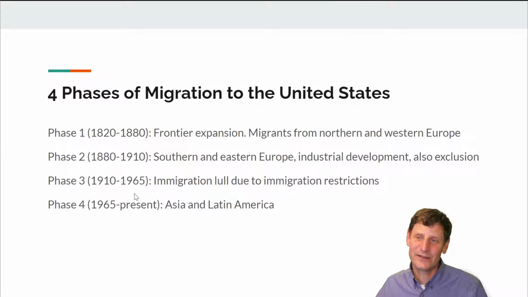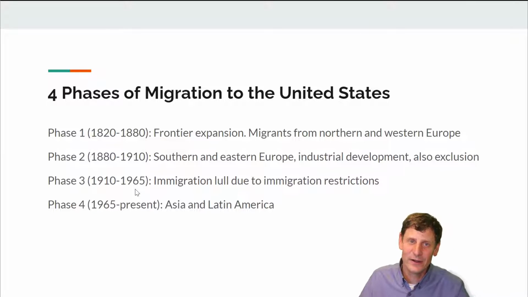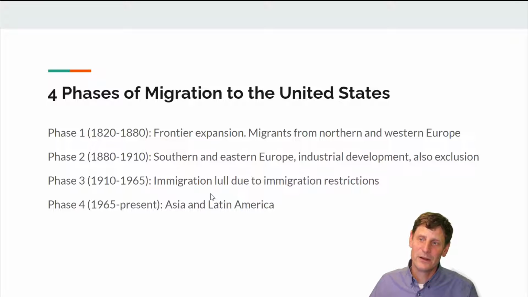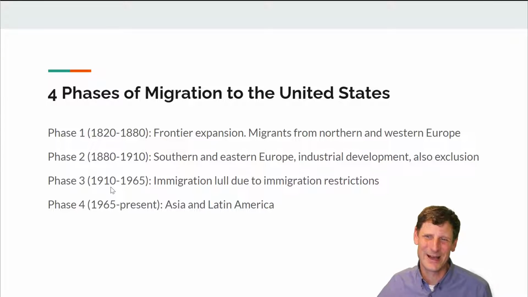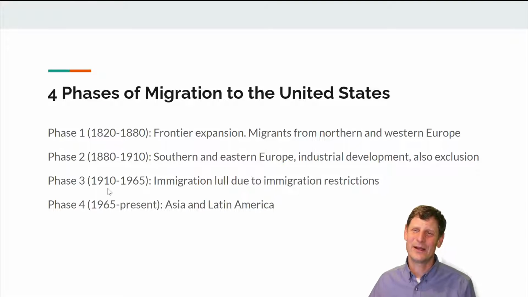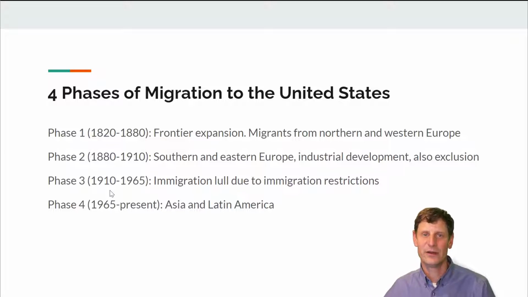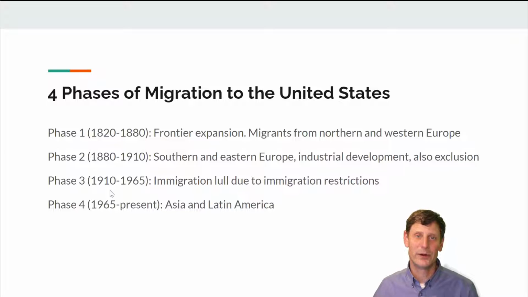1910 to 1965 saw an era of reduced migration, largely due to restrictions on migration. So 1910 is probably a little early for this, more like 1920 if you ask me, but I'm quibbling here. We can look at the chart and you can see if you agree with me or not. But right around this time period, we started seeing more and more resistance to the idea, political opposition to migration. And so a number of quota laws were put in place.